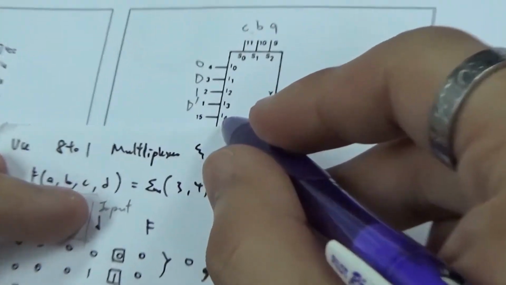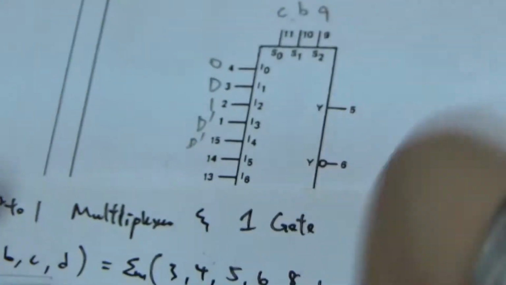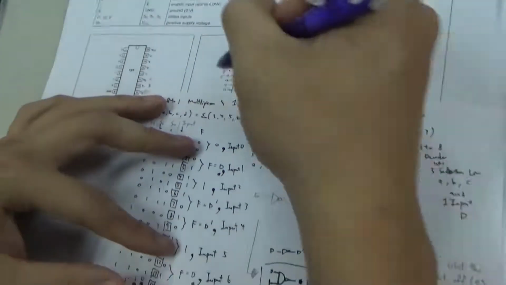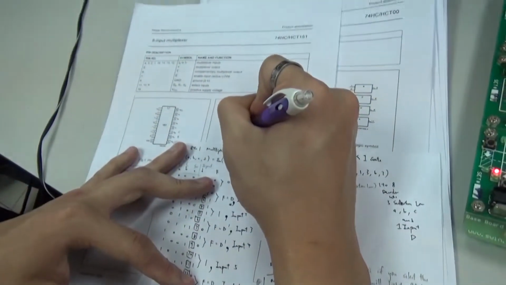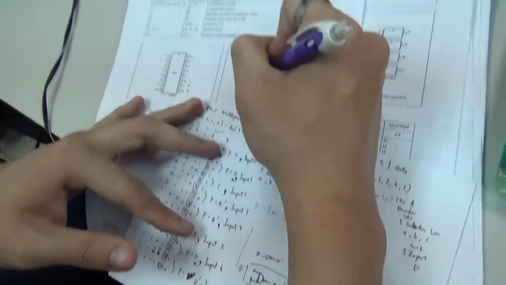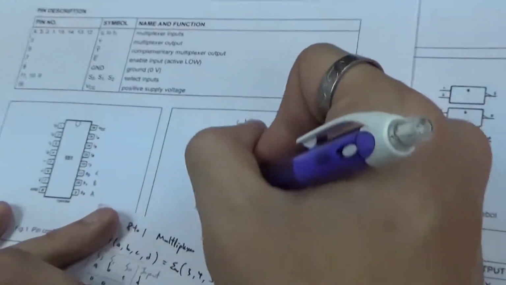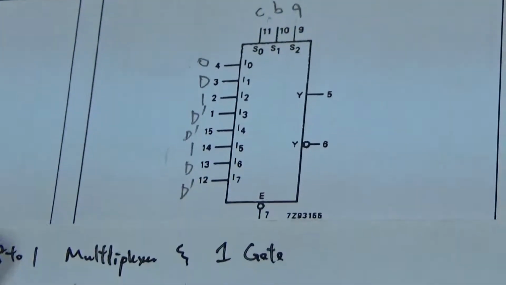I4 is D0 also. Input 5 is 1, input 6 is D, and input 7 is D0. So this is the whole input that we use, so that the real circuit is here.